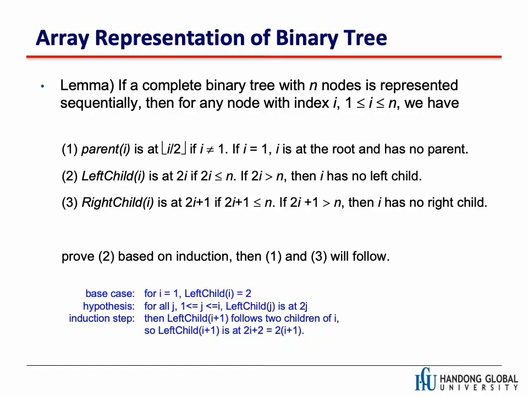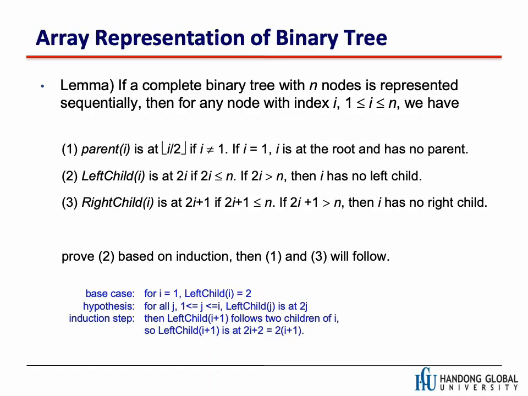The left child of i is at 2 times i if 2 times i is less than or equal to n. If 2 times i is greater than n, then i has no left child. Imagine a binary tree, and let's say i is 2. Then who is the left child? The left child is 4. If i is 3, then the left child is 6. If 2 times i is greater than n, it doesn't have a left child, which means it is a leaf node.